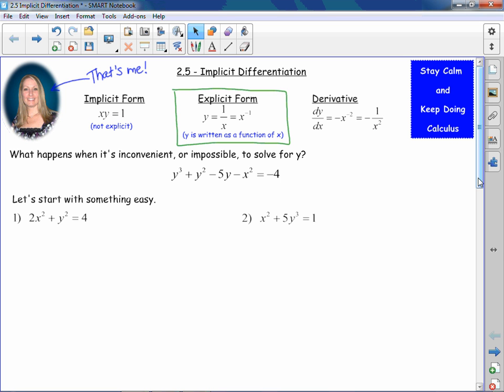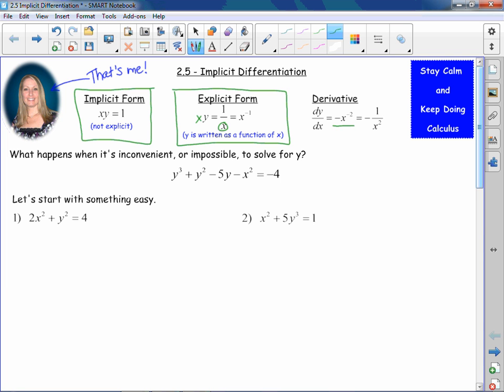Okay, at any rate, explicit form is when we have y written as a function of x, such as y equals 1 over x, which also is equal to x to the negative 1 power. If I were to multiply both sides by this x, I'd end up with the implicit form. The definition simply says it's not explicit. If we take the derivative of the explicit form, then we get negative x to the negative 2, which is also equal to negative 1 over x squared. And that's just using our power rule.